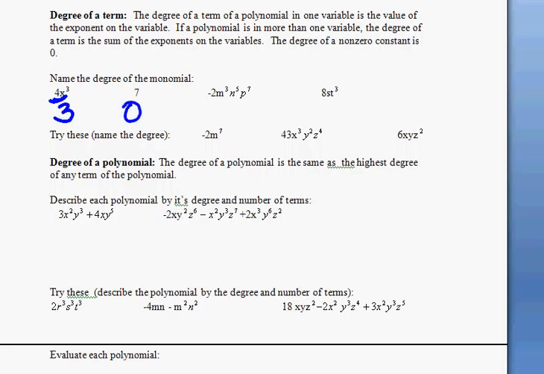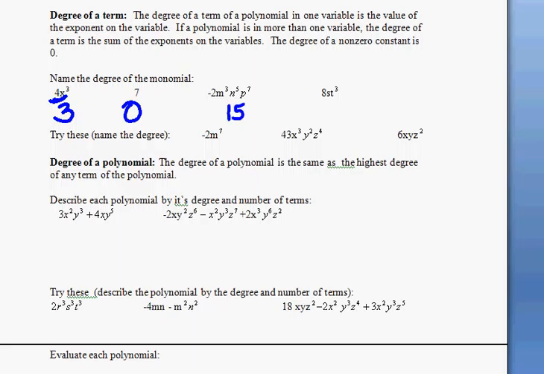Negative 2m cubed n to the fifth p to the seventh. This time I have three separate variables in there. The rule says the degree of that monomial is the sum of the exponents. So 3 plus 5 is 8, plus 7 is 15. The degree of that monomial is 15.